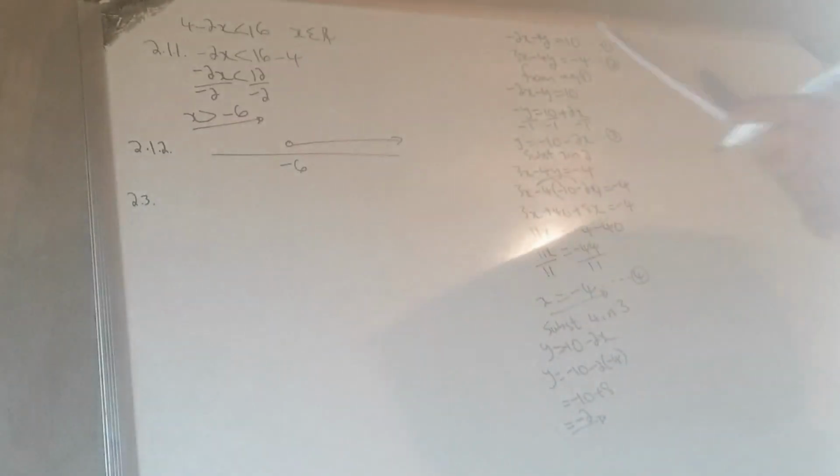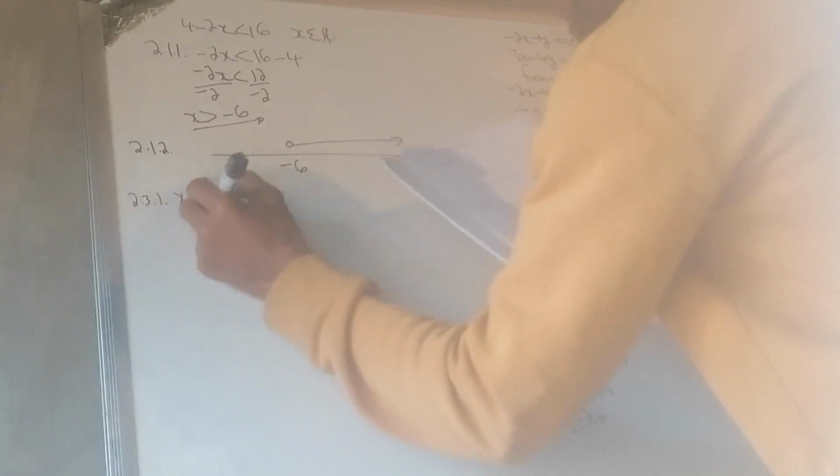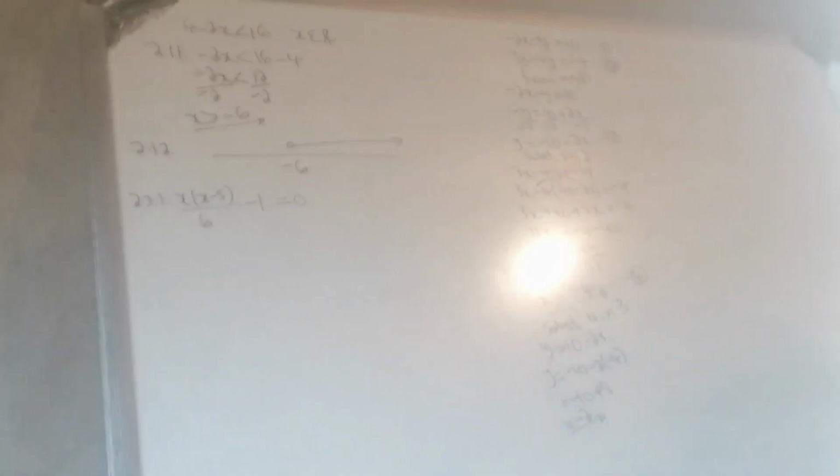Solve for x. Given x into x minus 5 all over 6 minus 1 is equal to 0.